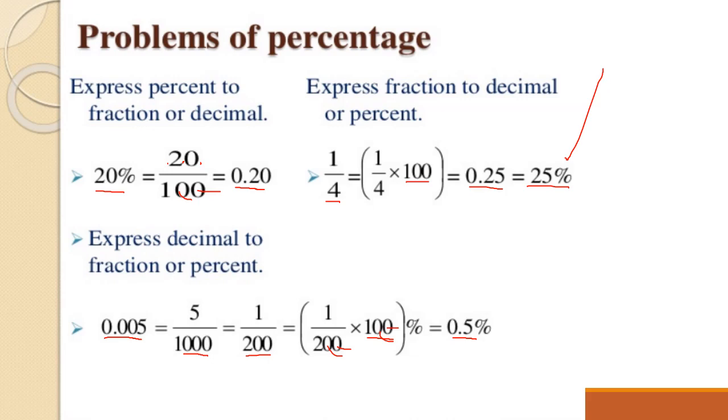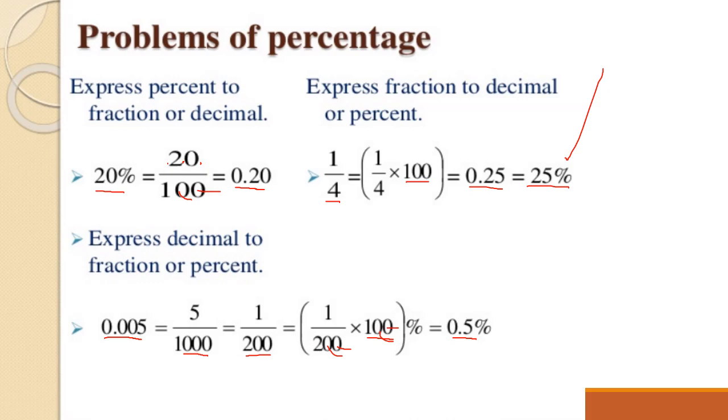As we have already discussed, this symbol shows percent. Whenever you remove the percent, you need to put 100 in the denominator. So 20% is equal to 20 over 100. We remove the percent sign and put 100 in the denominator. When you divide 20 by 100, that gives you 0.20.